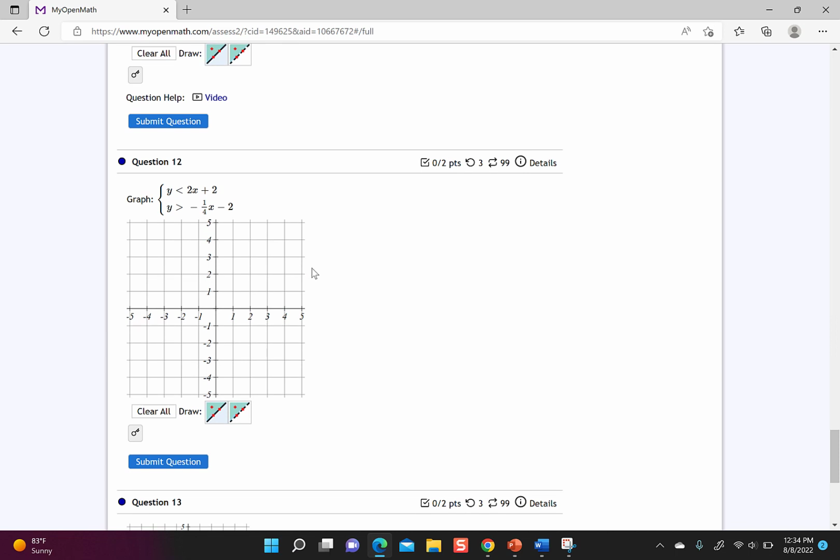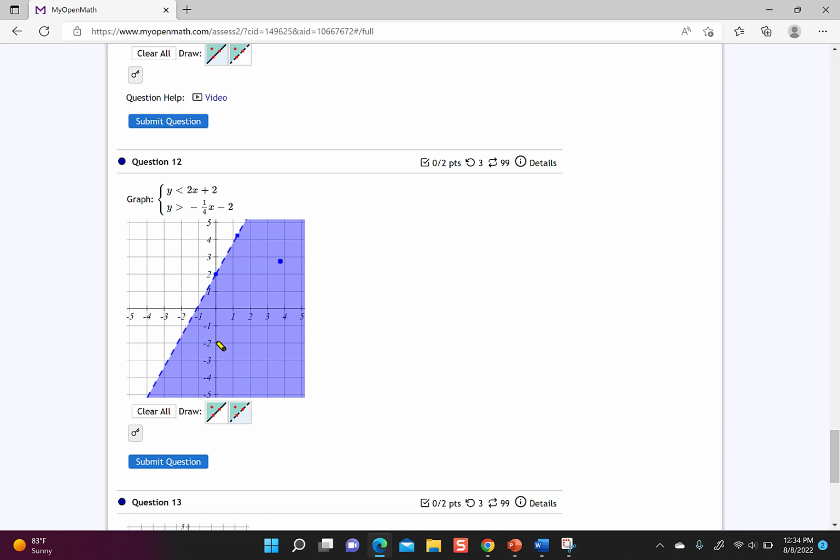Let's get to this one that we just did earlier where we said y is less than 2x plus 2 and y is greater than -1/4 of x minus 2. So the first one is a dashed line, 2x plus 2, here's 2, up 2, over 1, less than is under. Then repeat it. I'm going to click on the dashed line again.